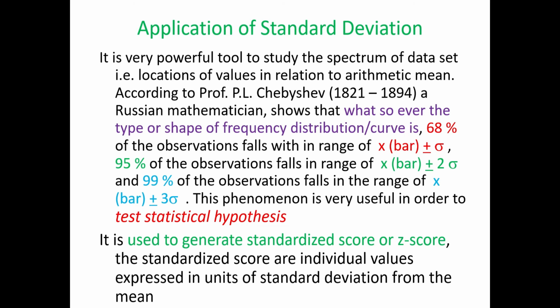And that data is telling us the story, and we are very sure how much data is lying within this range. So this formula we are using to find out the Z score or standard score.